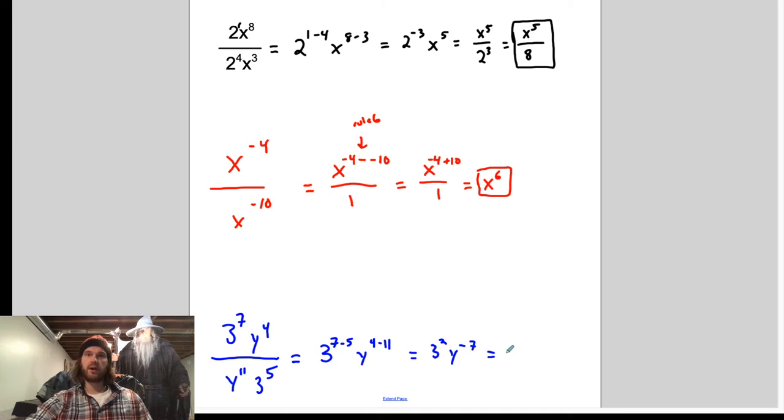Okay, I'm going to put 3 squared in the top. 3 squared is 9. And y to the negative 7th is going to go to the bottom and become positive. Super.